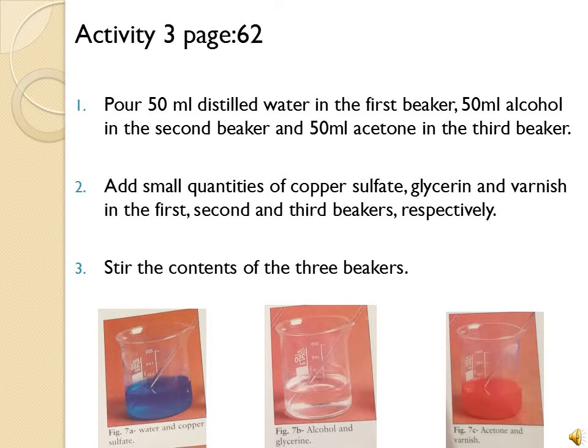The first one is water and copper sulfate, as you see in figure 7a in your books. Figure 7b is alcohol and glycerine. And the third, I obtained acetone and varnish.